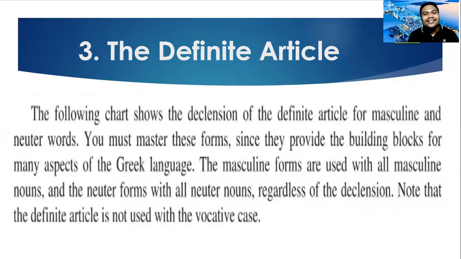All right, so let's proceed. The following chart shows the declension of the definite article for masculine and neuter nouns. You must master these forms. It's important to memorize this as we go along, since they provide the building blocks for many aspects of the Greek language. Usually this definite article is somewhat similar to the ending of some of these nouns. The masculine forms are used with all masculine nouns, and the neuter forms with all neuter nouns, regardless of the declension. Note that the definite article is not used with the vocative. Later we will understand the meaning of vocative.